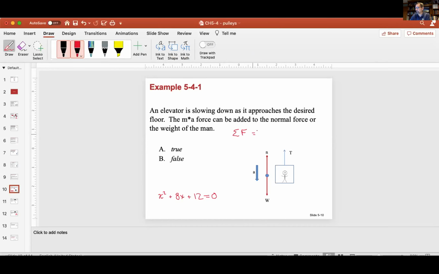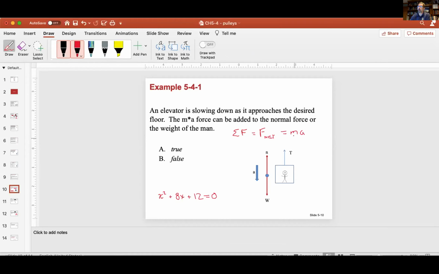Some people like to write instead the net force. Those are the things we can add up. That sum, that net force, is then equal to MA.